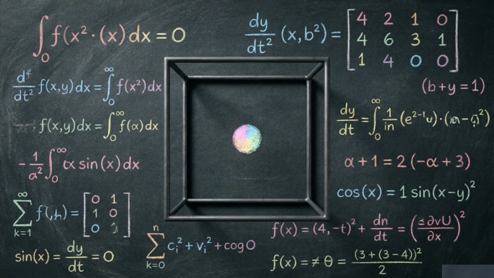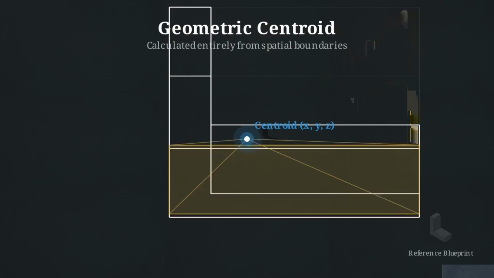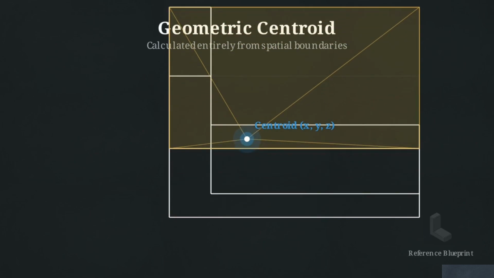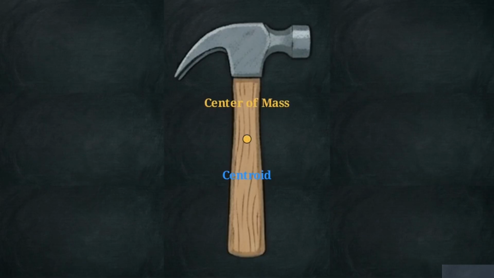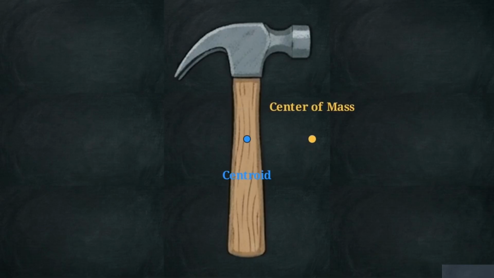The first is the centroid. This is the geometric center of a shape's area or volume. The calculation for a centroid is independent of mass. It reflects only the geometry of the space the object occupies. The second point is the center of mass. Real-world objects often combine materials of different densities, like a light wooden handle and a dense steel head. That non-uniformity drags the true balance point toward the heaviest section.